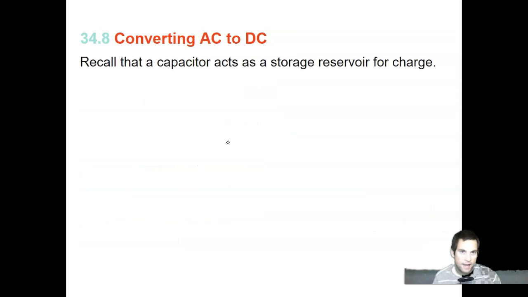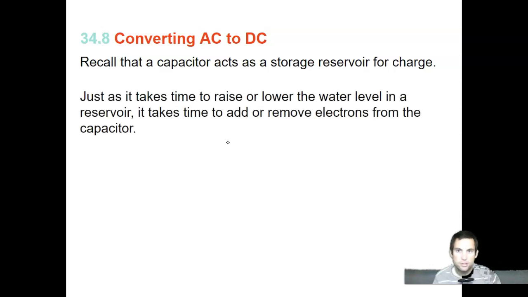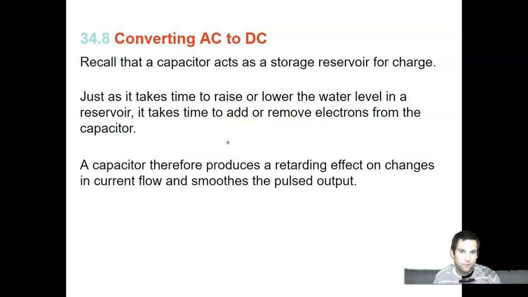A capacitor acts as a storage reservoir for charge. Just as it takes time to raise or lower the water level in a reservoir, it takes time to add or remove electrons from the capacitor. A capacitor therefore produces a retarding effect on changes in current flow and smooths the pulsed impulse.